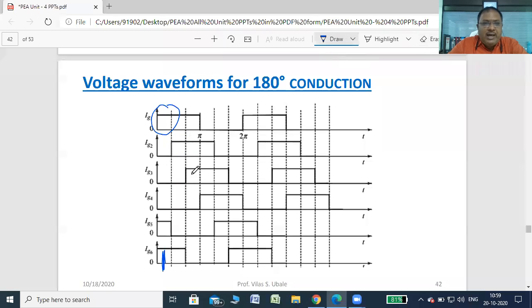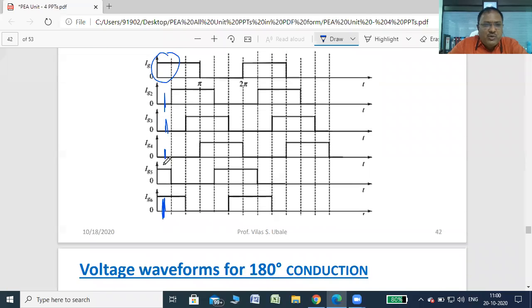Initially in the first case S1 is on, that time S2 is off, S3 is off, S4 is off, but S5 is on and S6 is also on. These are the three switches which are on during the first interval. You can check, these are the gate pulses. Gate pulse to 1 is on, 2 off, 3 off, 4 off, only 5 is on and 6 is on, right? So in the first interval, the gate current is applied to S1, S5 and S6, right?